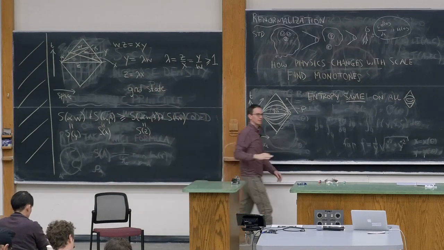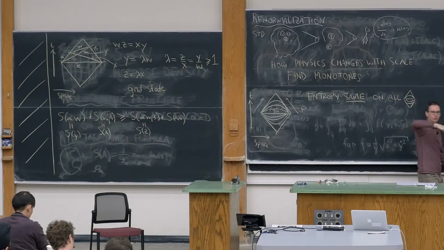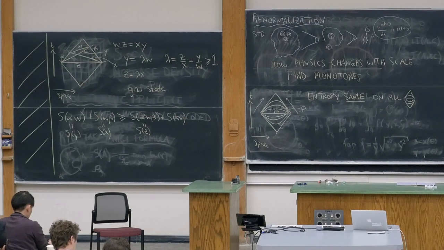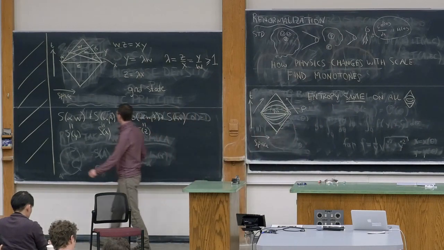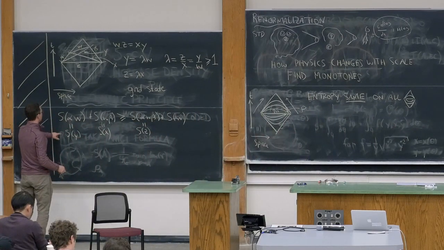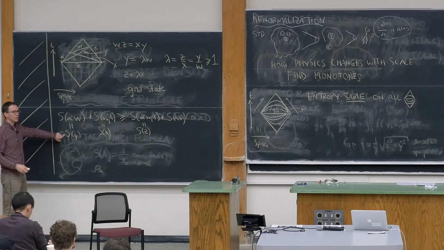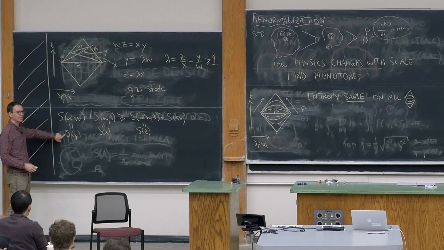So the ground state is the same if I boost, right? Under relativistic boosts, the ground state doesn't change in a relativistic theory. And so the entropy of Y will be the same as the entropy of any line segment of the same size in any other boosted theory or boosted frame.